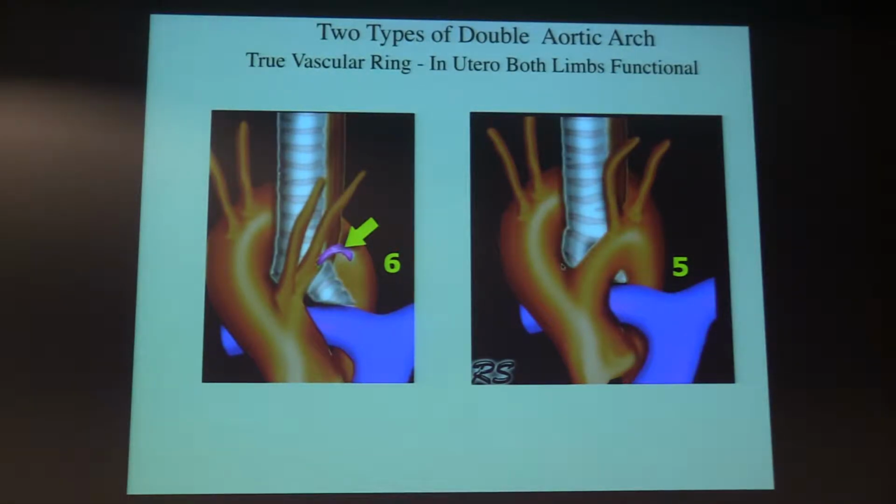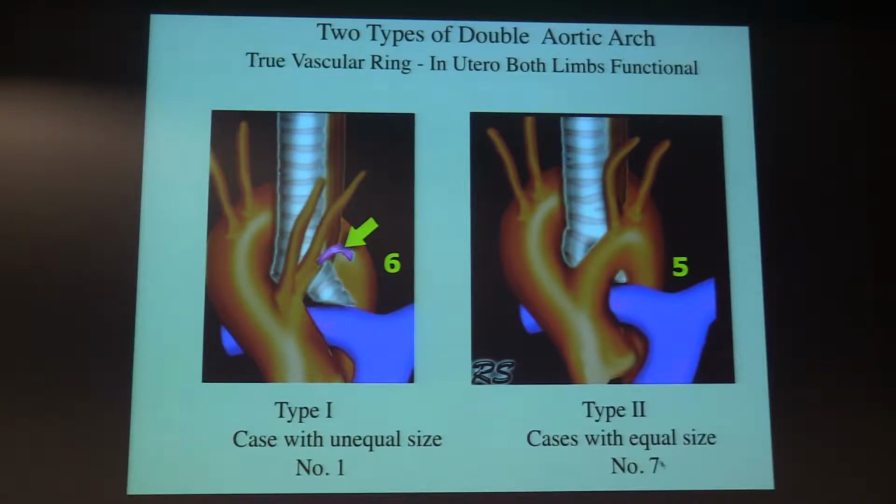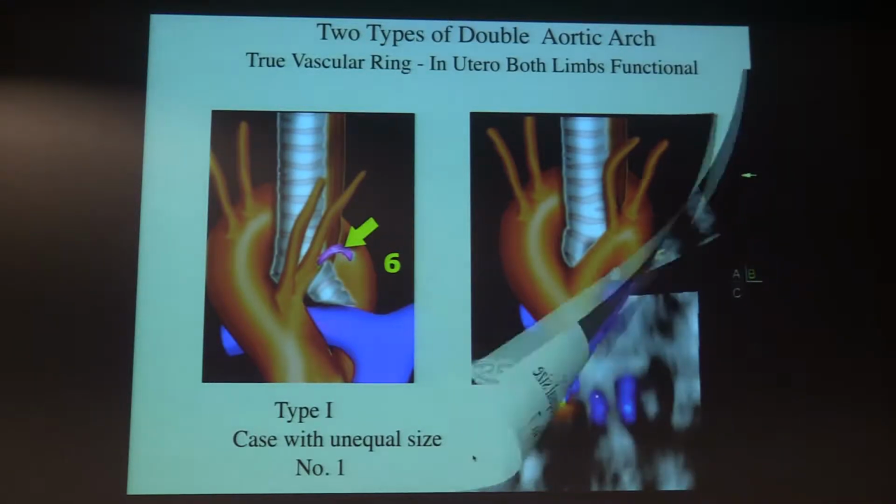What about double aortic arch? In the double aortic arch, we notice the true vascular ring that can be of two types. One type is when the arches are of unequal size, as you can see here, and we have 7 cases where the arches are of equal size. Both the left arch and the right arch were of equal size.